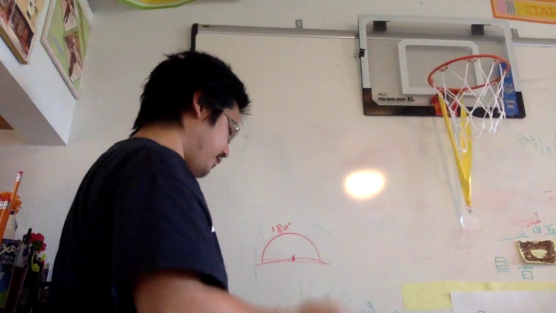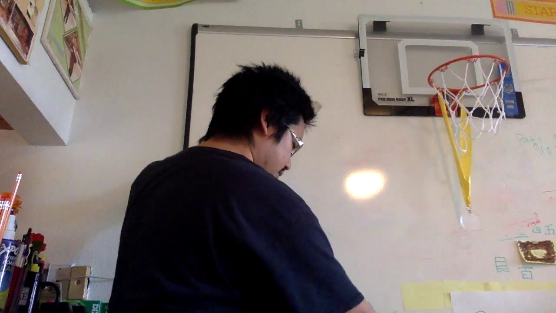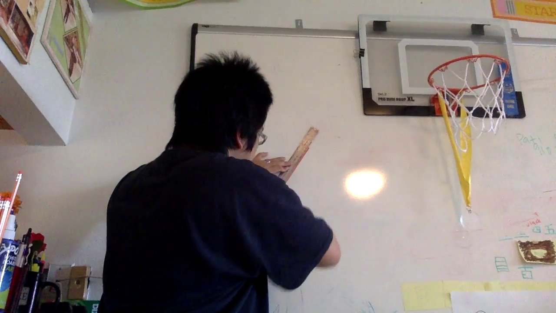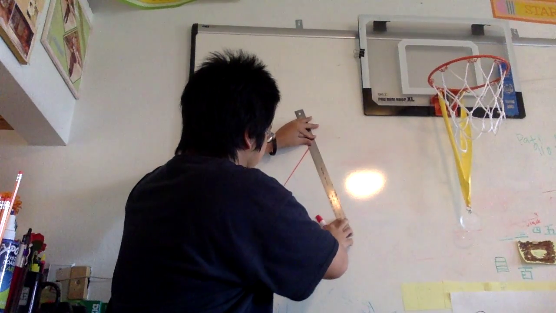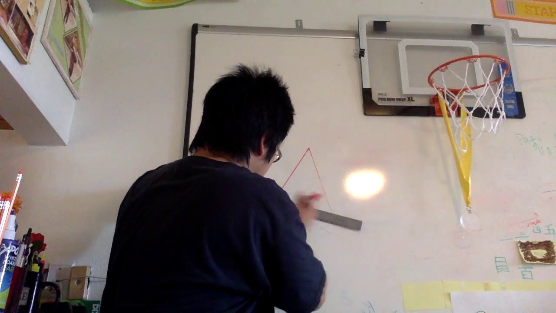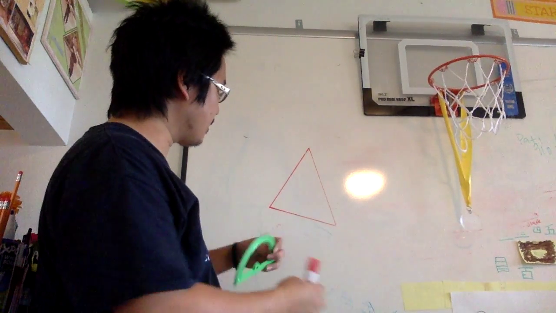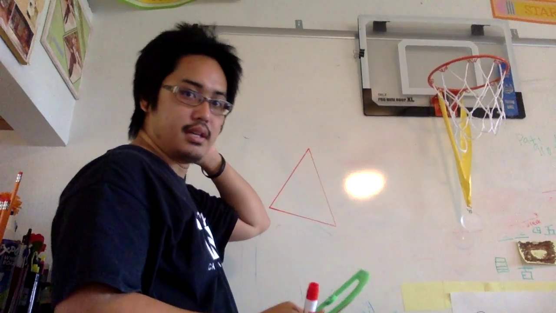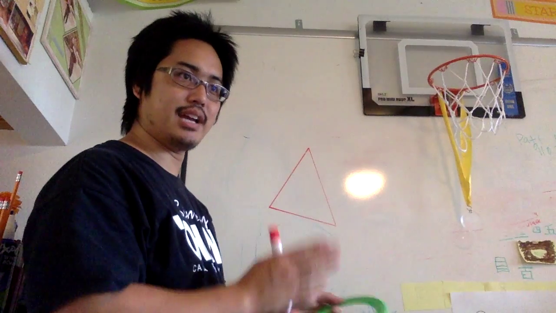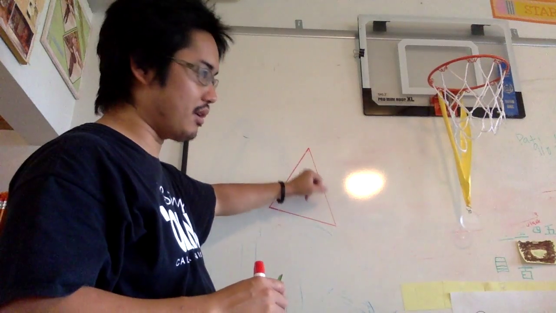So, if we were to take any triangle we can think of, this right here is called an acute triangle, and you'll learn all the names of them later. The reason why it's called an acute triangle is because acute means smaller than 90. An acute angle is smaller than 90. So an acute triangle has all of these angles which are smaller than 90 degrees.